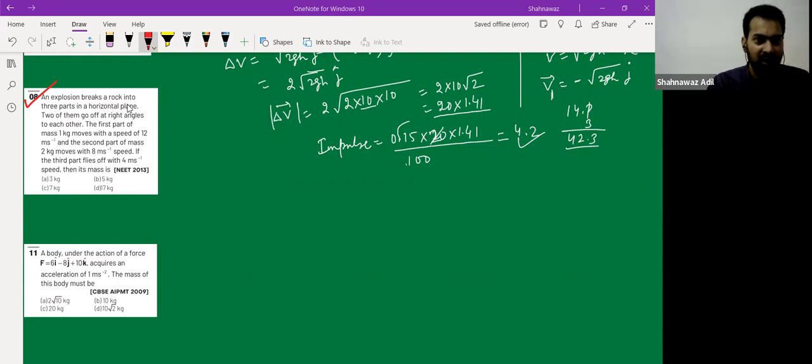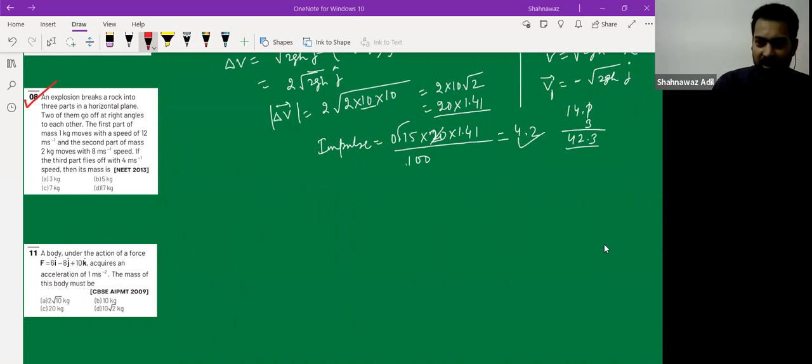An explosion breaks a rock into 3 parts in a horizontal plane. 2 of them go off at right angles to each other. The first part of mass 1 kg moves with a speed of 12 meters per second. And the second part of mass 2 kg moves with 8 meters per second speed. If the third part flies off with 4 meters per second speed, then its mass is, right? So we have to find.